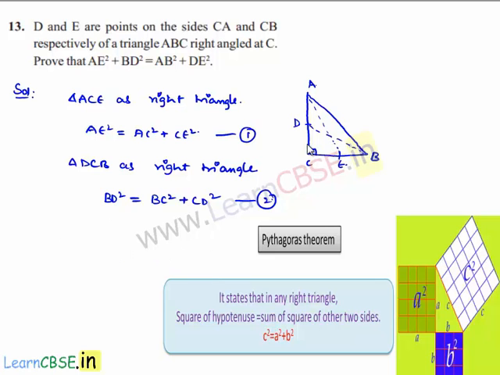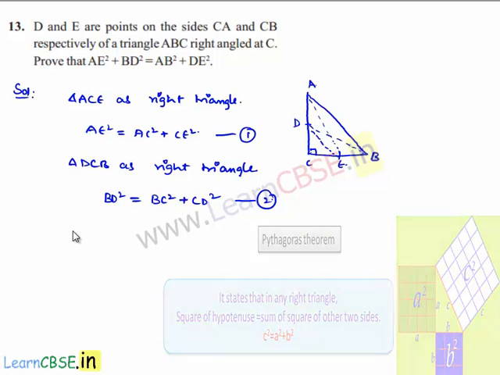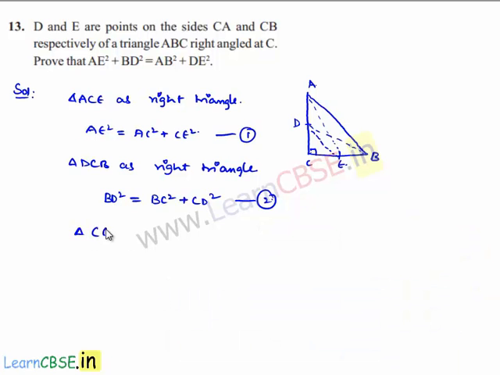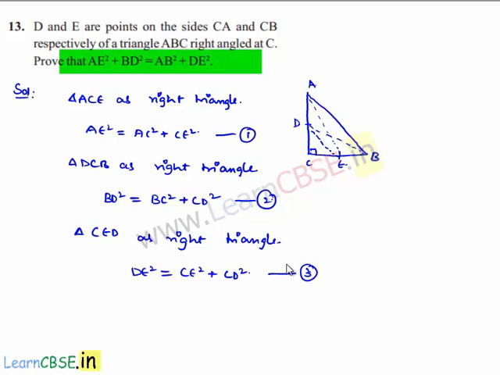Now let us join DE. Then triangle CED will also be a right angle triangle. In this also let us apply the Pythagoras theorem. Then we get hypotenuse square, that is DE square, is equal to CE square plus CD square. Let it be equation number 3.